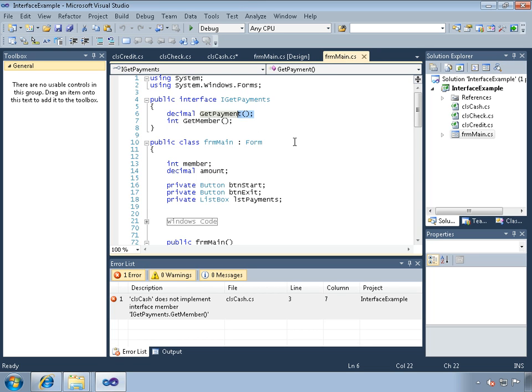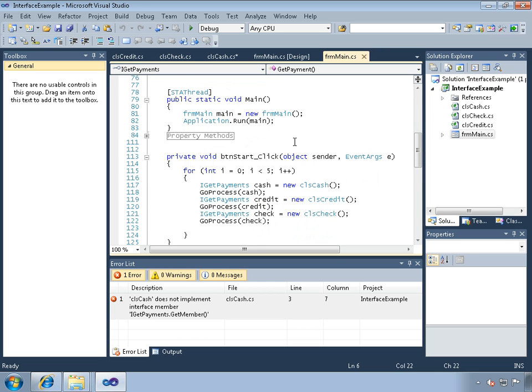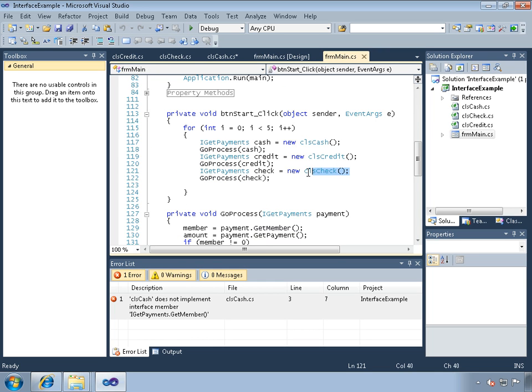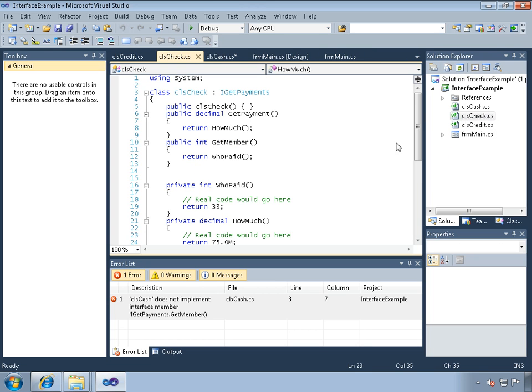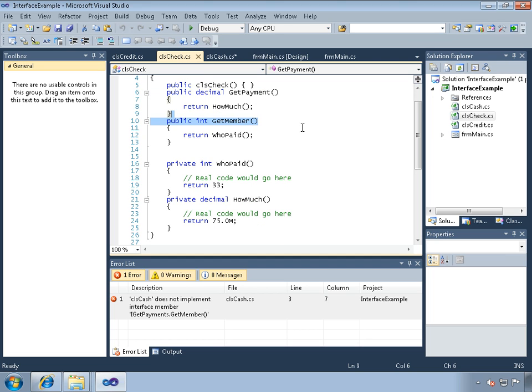Then as time goes on, the club gets more sophisticated, and now it has check processing. Well, we go and look at the check class, and again, we're just saying that it implements the IGetPayments interface, and we know then that it has to have a getPayment and a getMember method in there. We don't care how it's implemented in this class either. So the real code, these are actually just mirror images of what you saw in the other one, but the mechanics of how someone pays with a check doesn't matter to us.